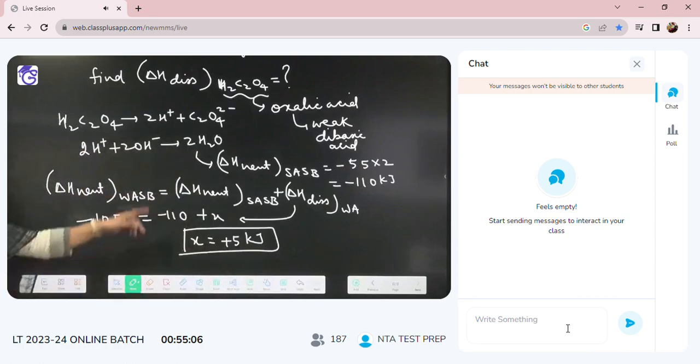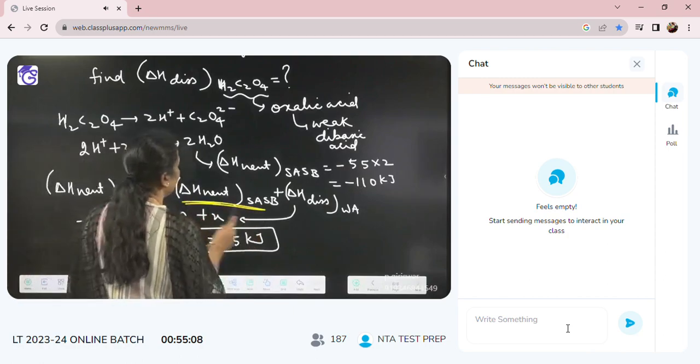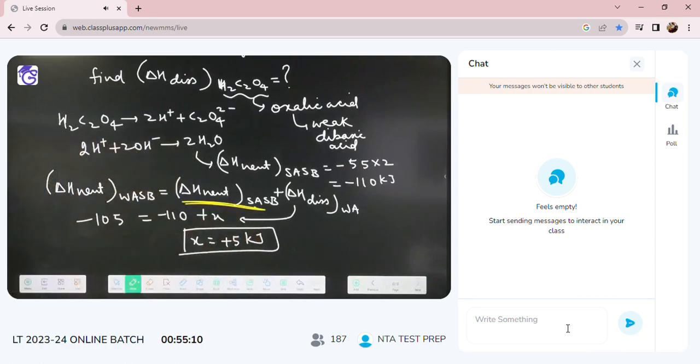That's what I said, be careful with this part. Whether a weak base is giving you more than 1 OH minus, or a weak acid is giving you more than 1 H plus. I hope it is clear to everyone.